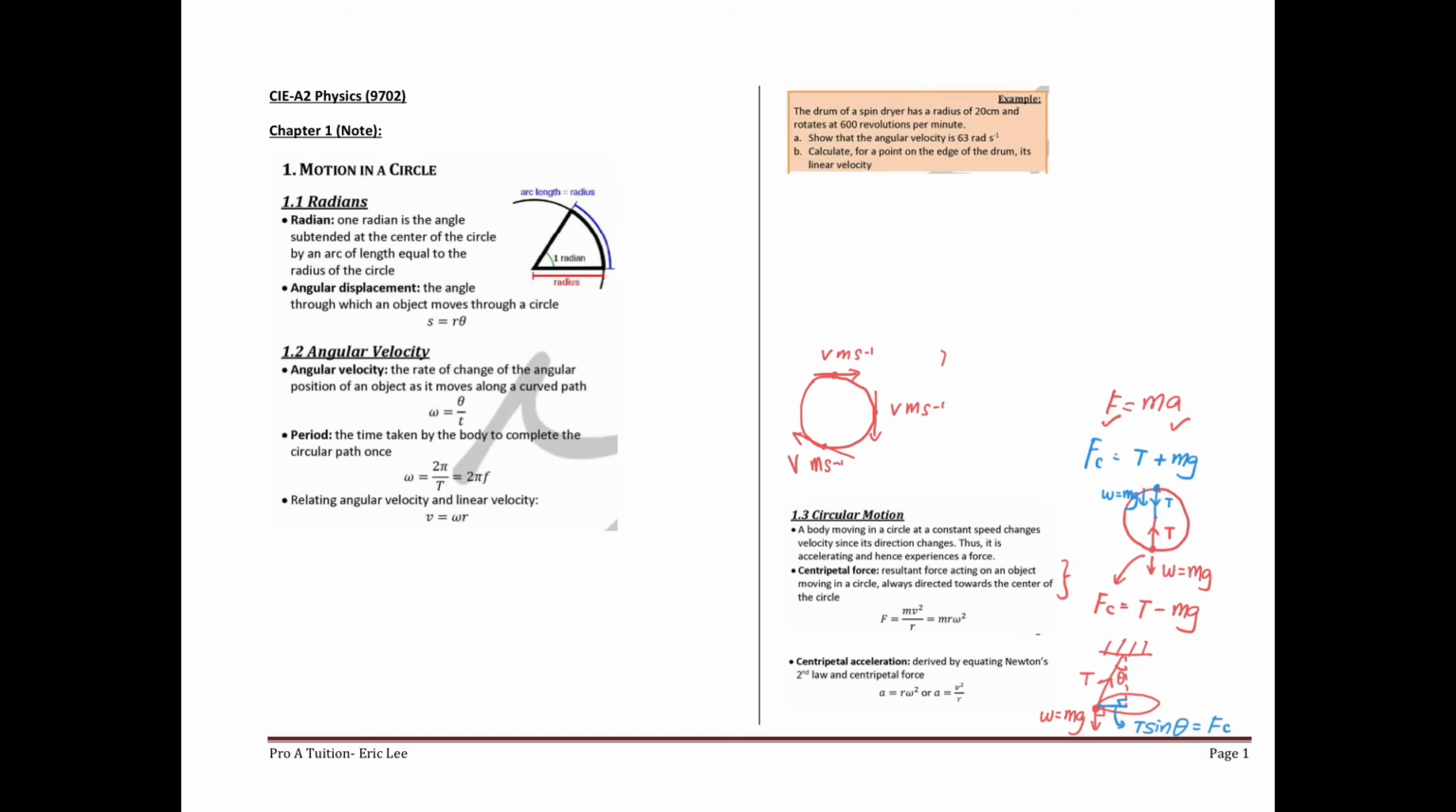So let's move on. The formula for centripetal force, as you can see here, F equal to mv squared over r. This is the first option. And the second option is m r omega squared. So if linear velocity is given, you may consider the first formula. If angular velocity is given, you may consider the second formula.